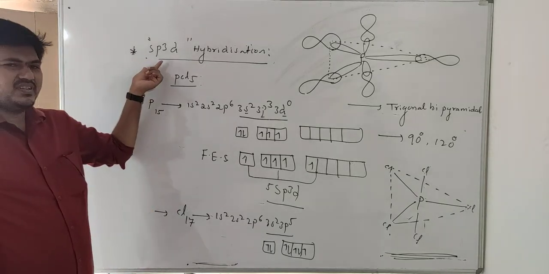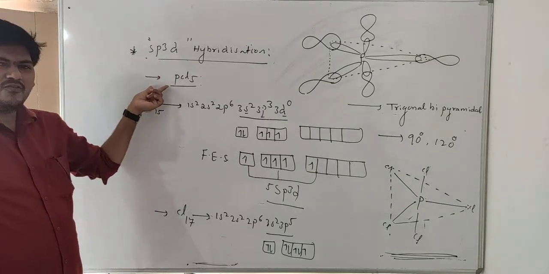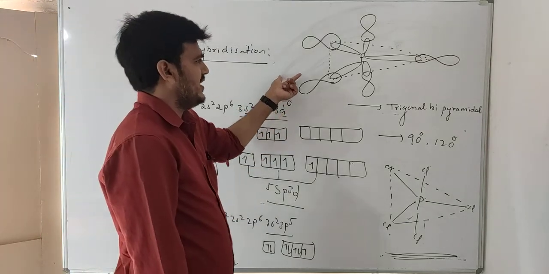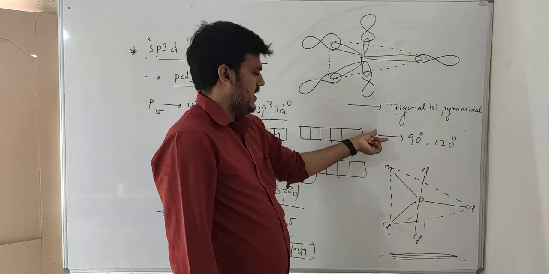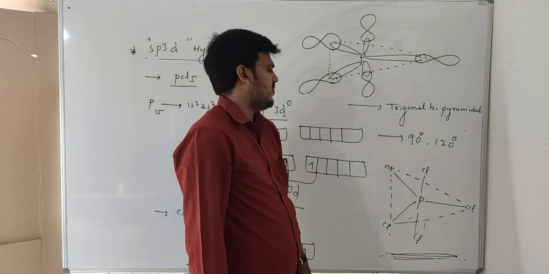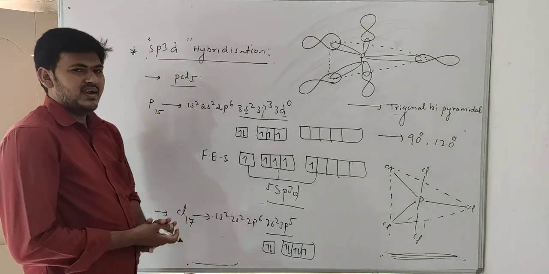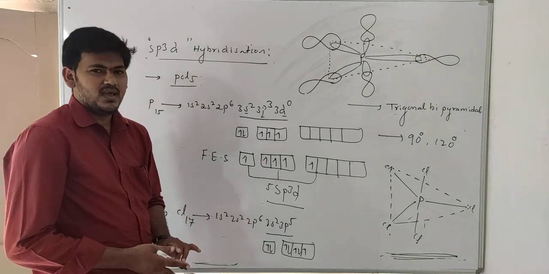So what is meant by SP3D hybridization? The best example is PCl5, phosphorus and chlorine, and the structure of PCl5 is trigonal bipyramidal. The bond angles are 90 degrees and 120 degrees. So this is SP3D hybridization. Okay, next one.